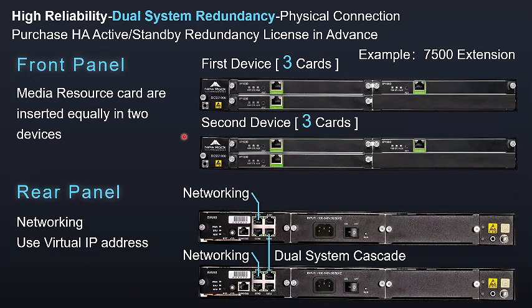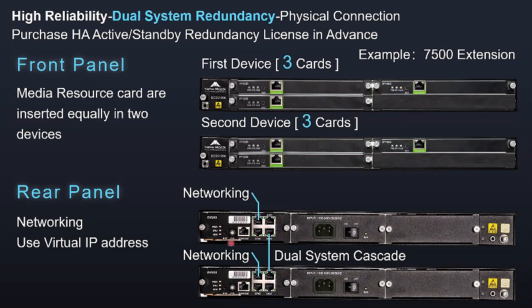So let's discuss more on the high reliability with the dual system redundancy with regards to the physical connection. So here in the front panel, as you can see, this is the example of 7,500 extensions. So we have the first device and the second device. Generally, they support 3 cards, so that's 1,250 cards, times 6. That's about 7,500 extensions. So here, the media resource cards are inserted equally on the 2 devices.